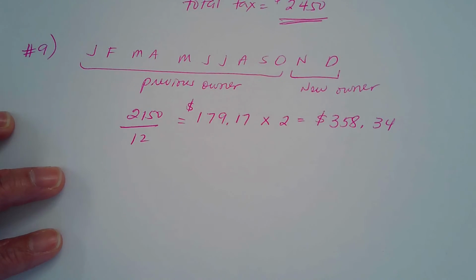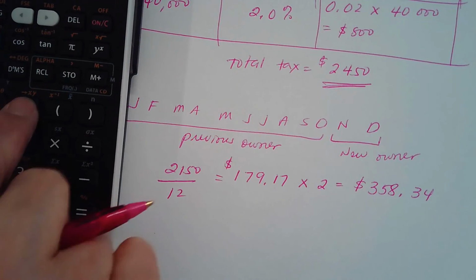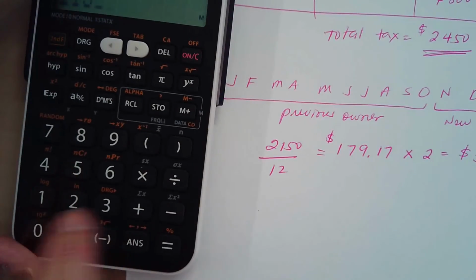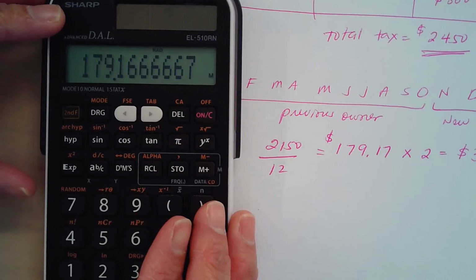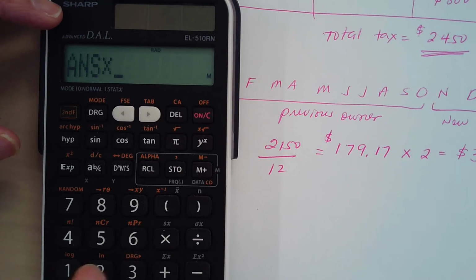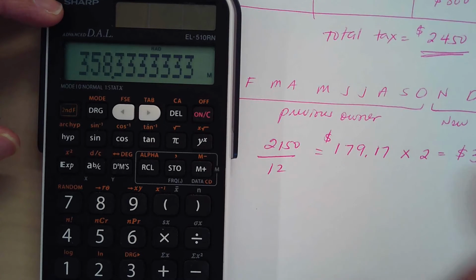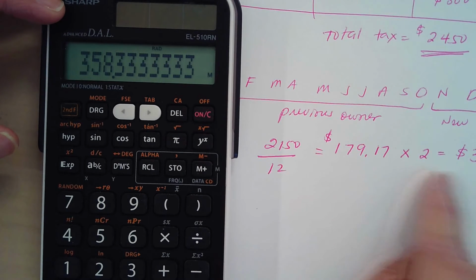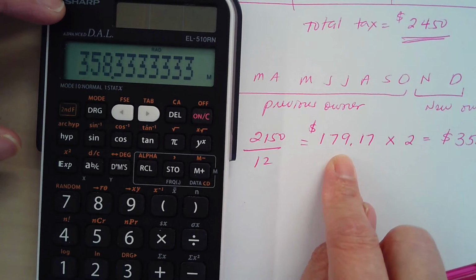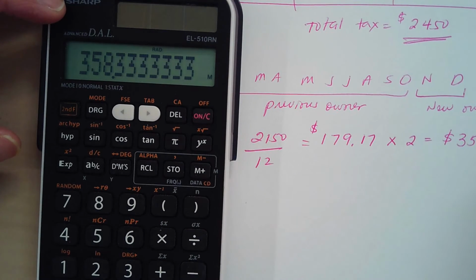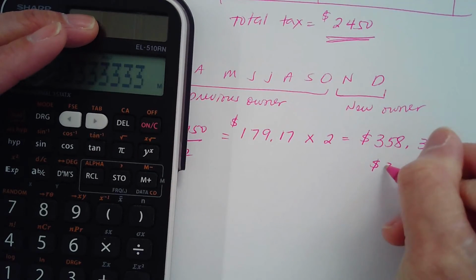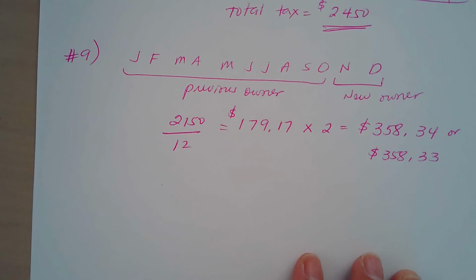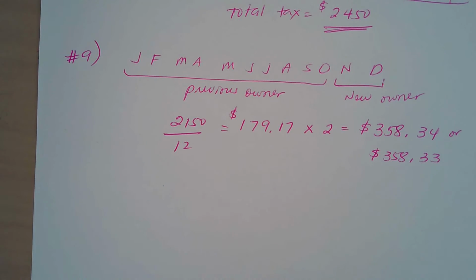33. Oh, did you just carry on? So 179.17 divided by 12, it's 300. Okay, 21.50 divided by 12, like that. And did you just continue on, times it by 2? Yeah. Okay. So you could do that. You can multiply that by 2 right away, or you can calculate this, round it off, and then... 358.33. Yeah. Is that okay? Okay.